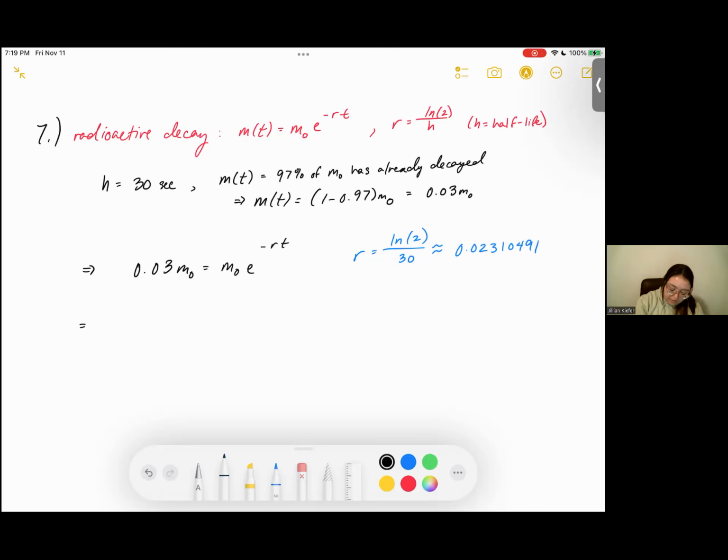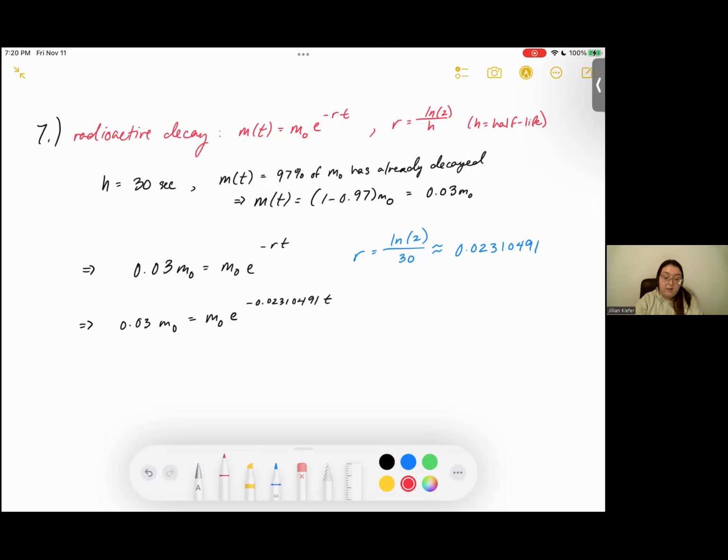So at this point, we want to solve for time. We want to know how long it has taken to have 97% of the original gone already. So we see that we have an M naught on each side. We can get rid of that M naught by dividing. Essentially, this means that we didn't necessarily even have to know the original amount. All we needed to know was how much of it we had left. So this will leave us with 0.03 is equal to e to the power of negative 0.023104991 t.